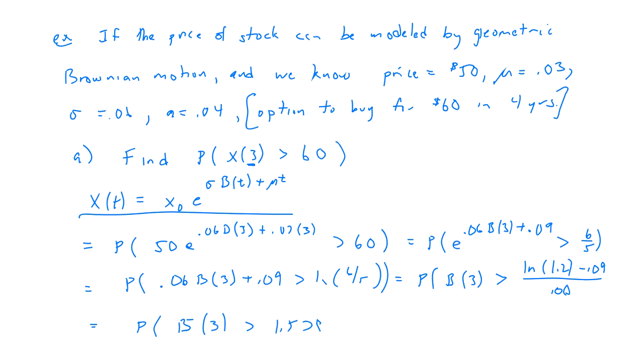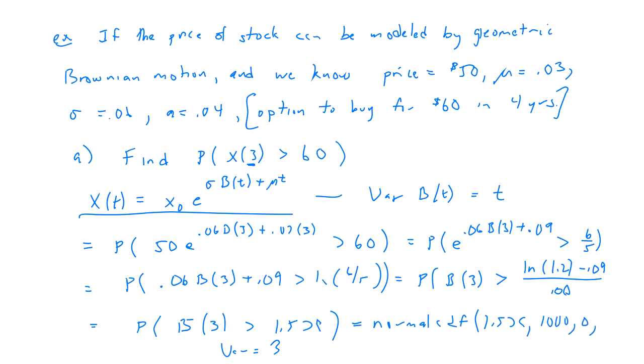And so at this point, we've now made it like the last problem. We just need to know what's the variance. The only little thing here is, for this model, the variance of B of t is equal to just t. As I said, the idea is with stock, sigma measures the volatility, so that's something we can actually get. So we kind of pull it outside of the B of t to emphasize that number. So here, the variance is equal to 3, the value of t. So therefore, this is normal CDF of 1.539, comma, infinity, comma, 0, comma, square root of 3.